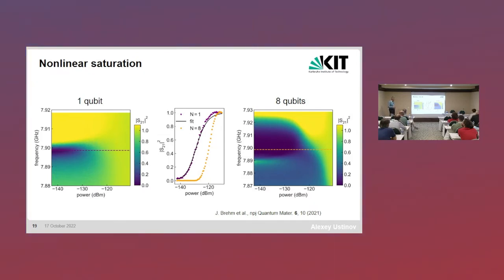For one qubit, it's about −123, while for 8 qubits, it's well above −120. So this is the difference in saturation power, which tells us that you need 8 times more photons to saturate 8 qubits compared to a single qubit. But it's not really well appreciated quantumness. Saturation is, of course, also something which is not exactly direct.